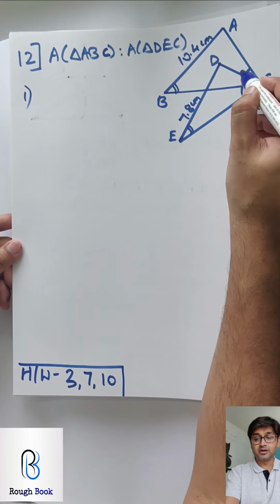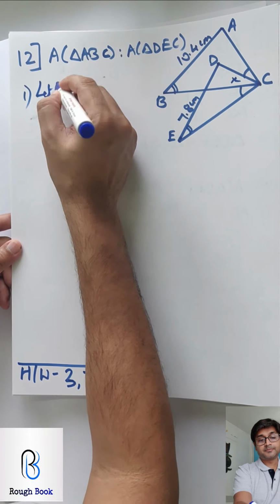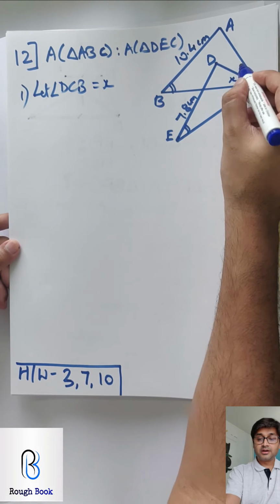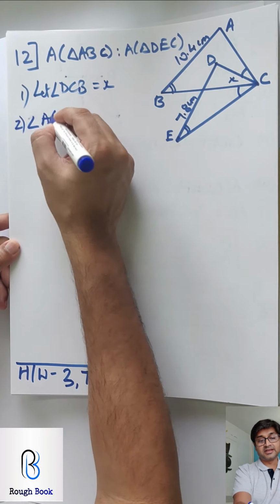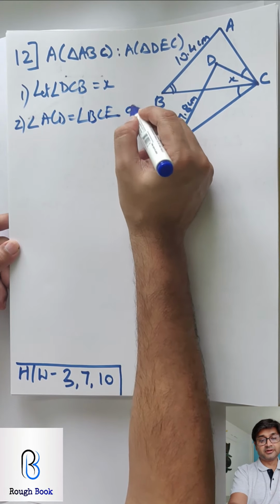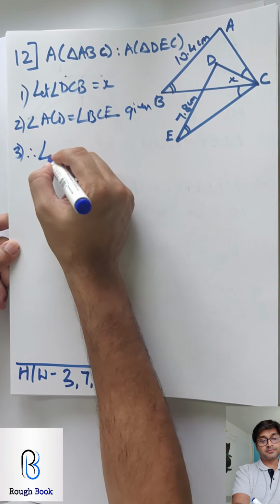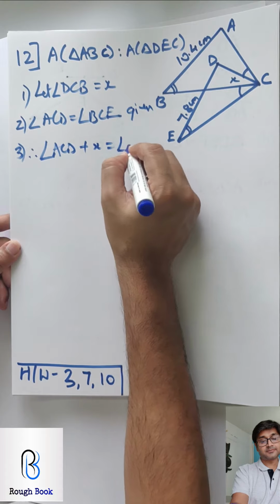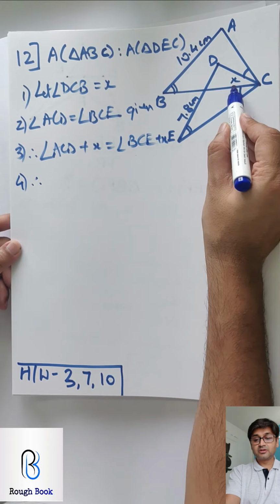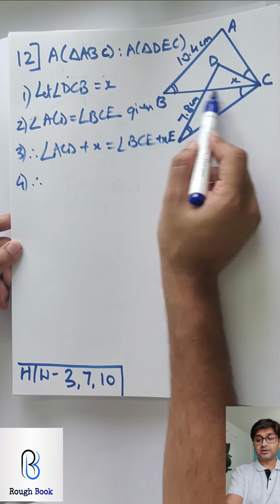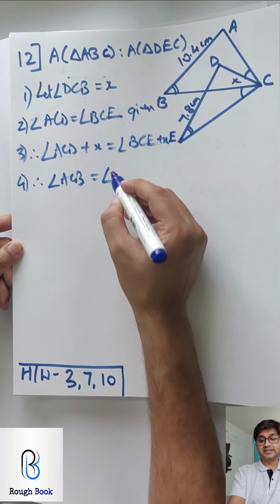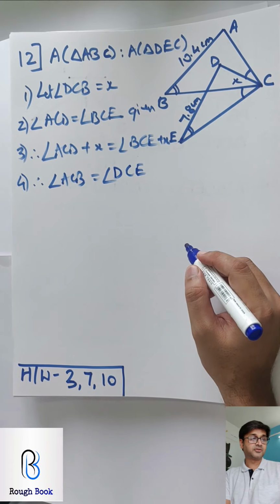So how will you prove them similar? So we call this angle X. So let angle DCB be equal to X. Now these two are already equal, given to us. That is ACD equals BCE. This is given. Therefore, angle ACD plus X, BCE plus X. I'm just adding X on both sides. So if this X is added, ACD plus X will become ACB, and BCE plus X will become DCE. That's it. You got 2 angles for the 2 triangles.